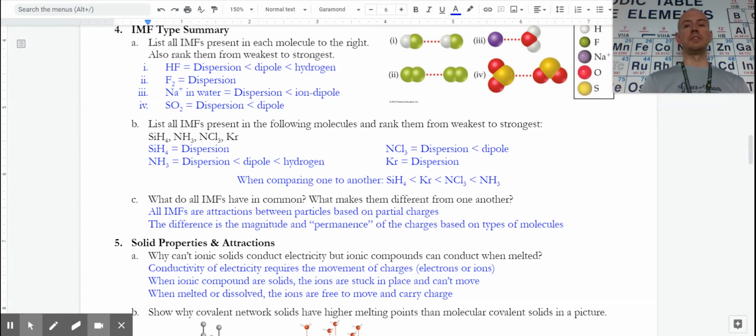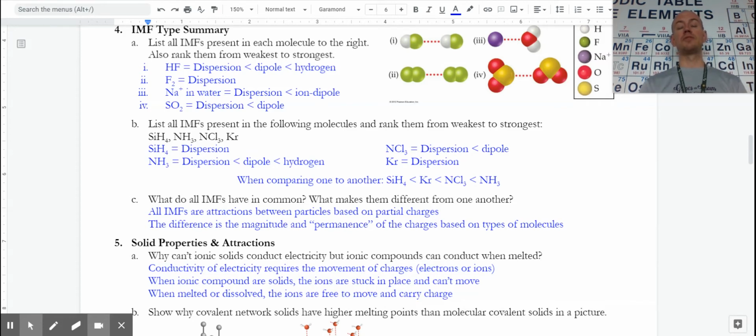NCl3, I stumbled over that, I apologize, has dispersion, but once again, it's trigonal pyramidal. It has dipole. One thing to note compared to some previous is that this has significantly more electrons than that. Lastly, krypton has only dispersion. There's no polarity and obviously no hydrogen bonding.